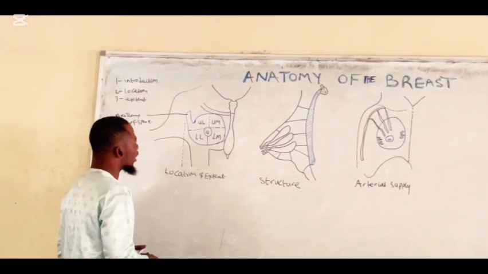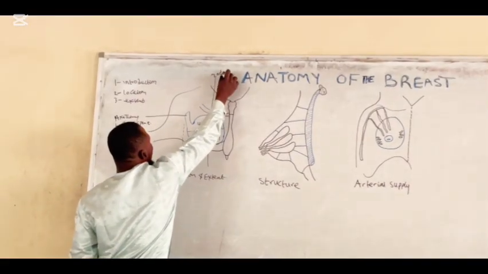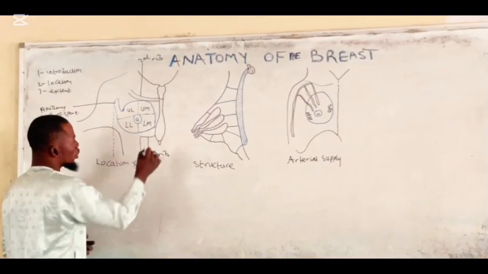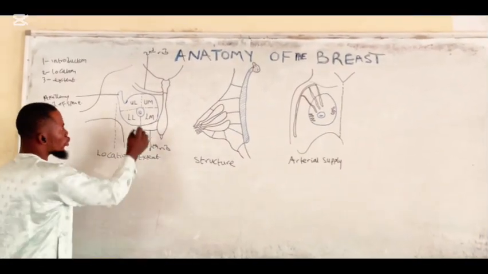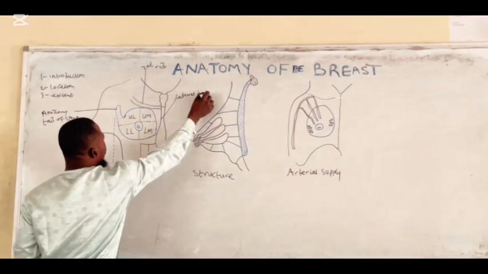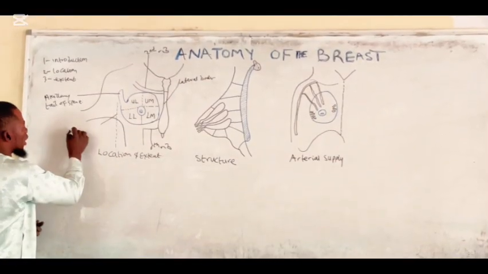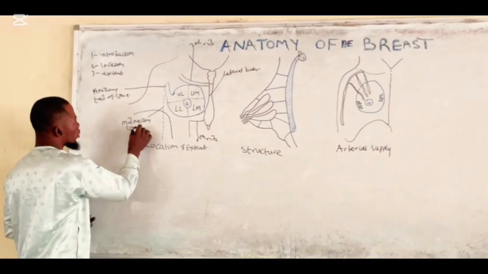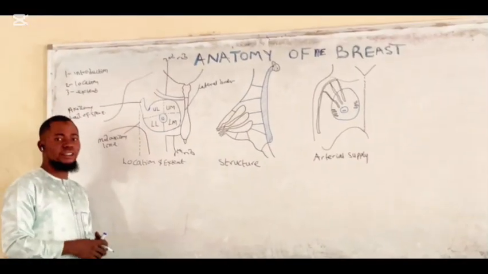Vertically, the breast extends from the 2nd rib. This is the 2nd rib. From the 2nd rib down to the 6th rib. Whereas horizontally, the breast extends from the lateral border of the sternum. From here, this is the lateral border of the sternum, up to the mid-axillary line. This line here is our mid-axillary line. So this is about the location and the extent of the breast.